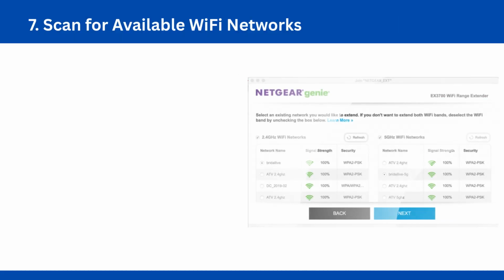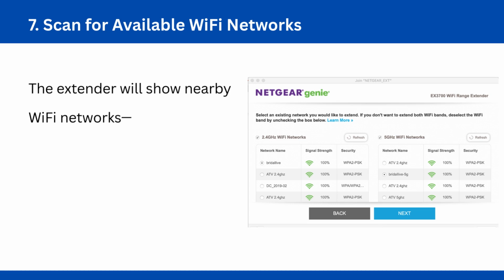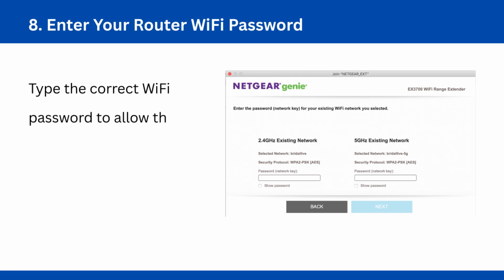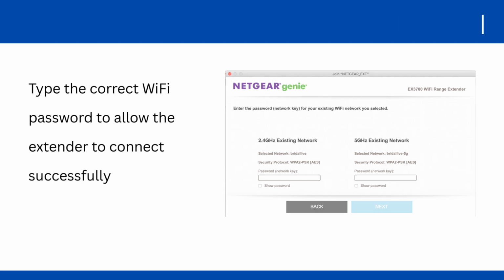7. Scan for available Wi-Fi networks. The extender will show nearby Wi-Fi networks. Choose your main router's Wi-Fi. 8. Enter your router Wi-Fi password. Type the correct Wi-Fi password to allow the extender to connect successfully.